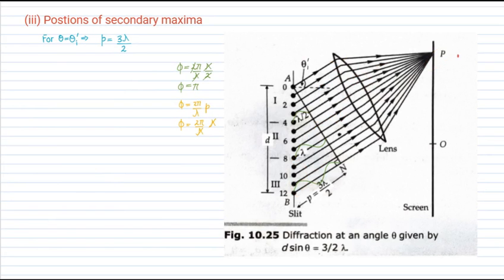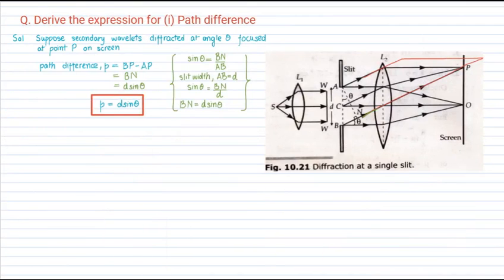So this point on the screen will be called your secondary maxima. The condition for the first secondary maxima will be this one. That means the path difference equals 3 lambda upon 2. You know what the path difference expression is? It is d sine theta.